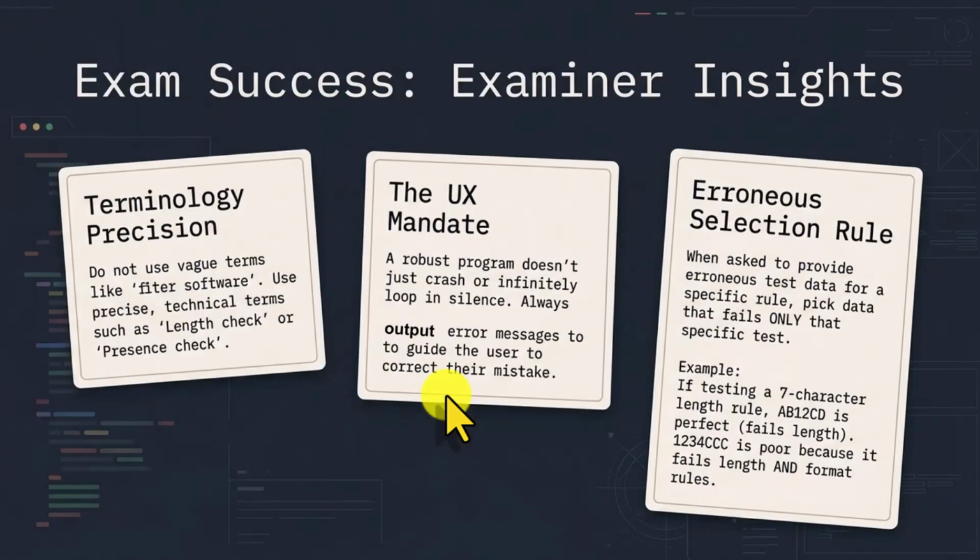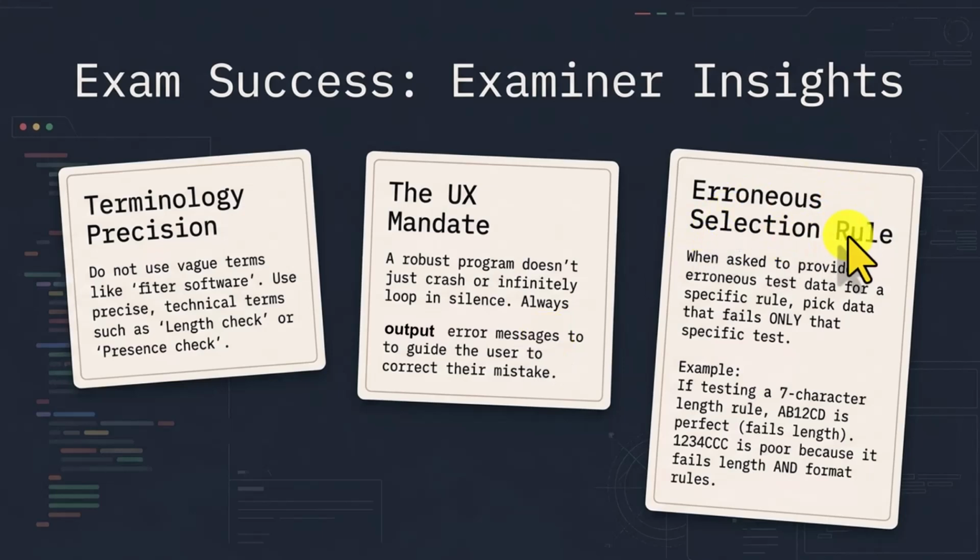Some exam insights, or exam tips. Again, terminology precision in your answers. Do not be vague. For example, for filter software, use things like length check or presence check. So you have to use the technical terms in your answers. The UX mandate: a robust program doesn't just crash or loop infinitely in silence. It will output an error message to guide the user to correct their mistakes. So that is a robust program. It does not crash or loop infinitely.